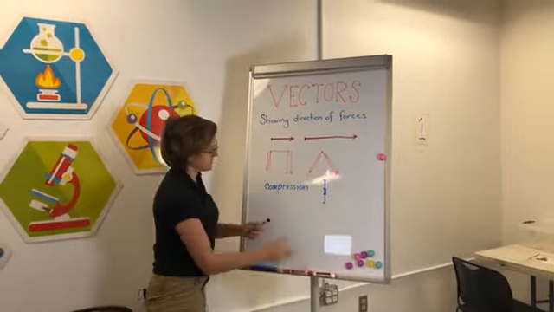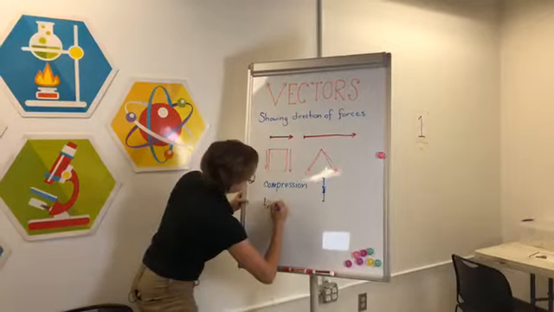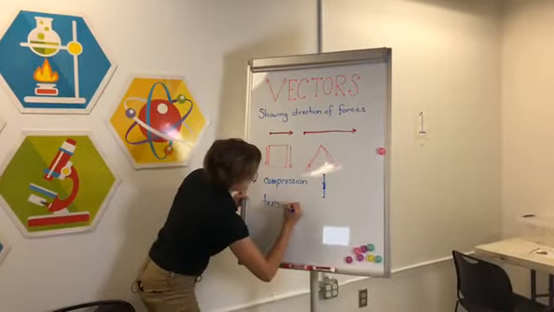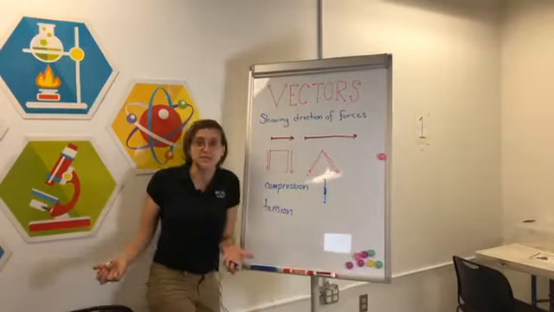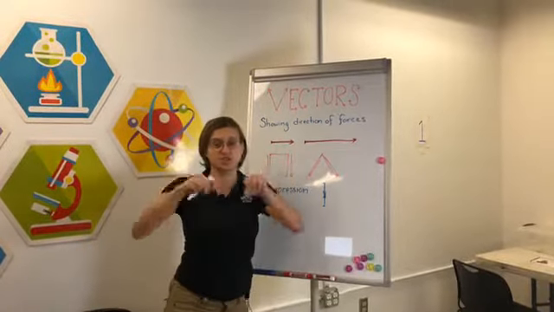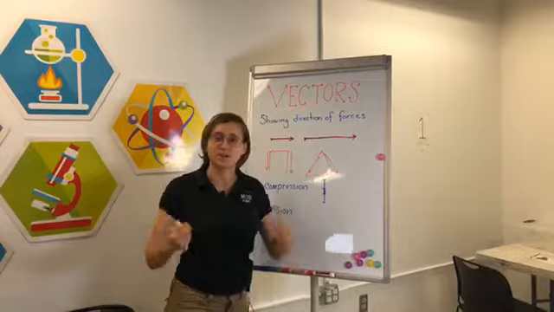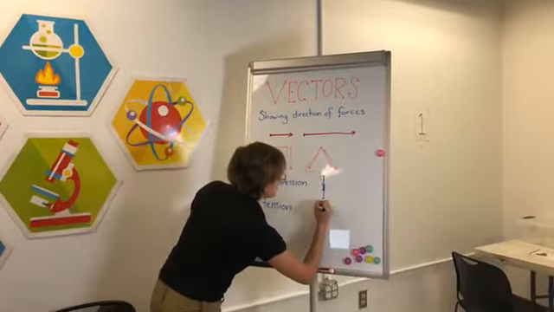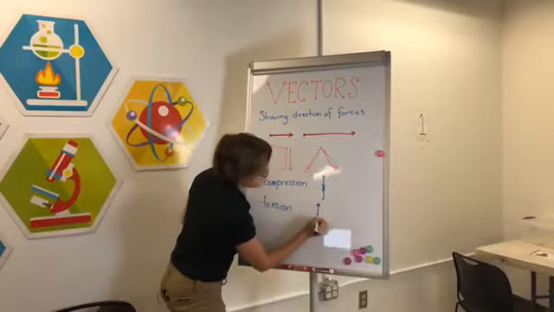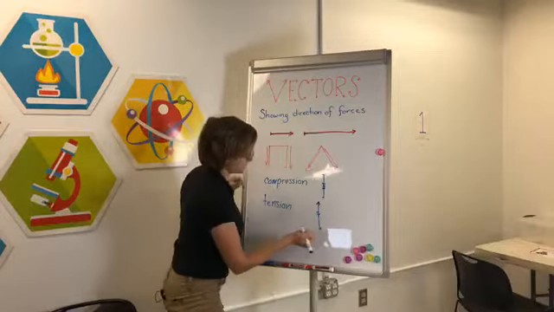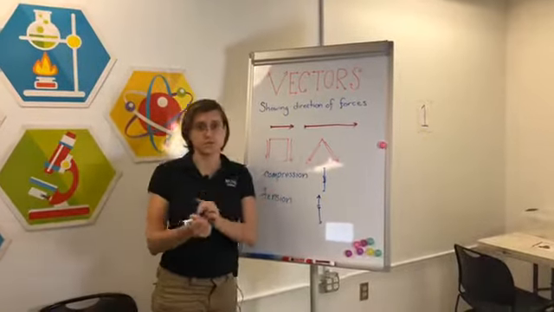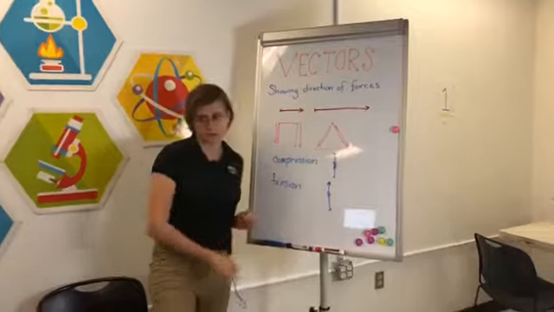And then we also have tension. Tension is the exact opposite. It's when those forces are going in opposite directions, trying to pull something apart, like snapping a rope. So we might have one going up and one going down. And there are more forces, of course, at work too. But these are the major ones I want to talk about today.